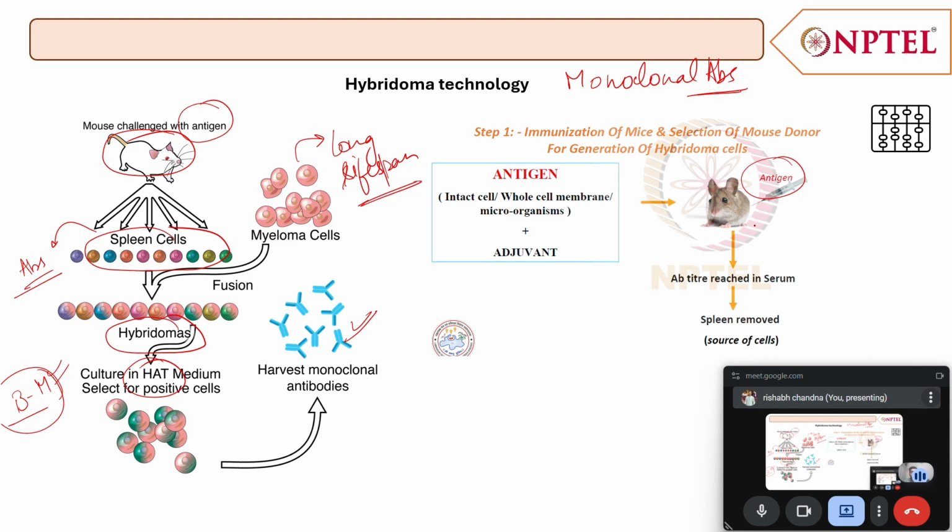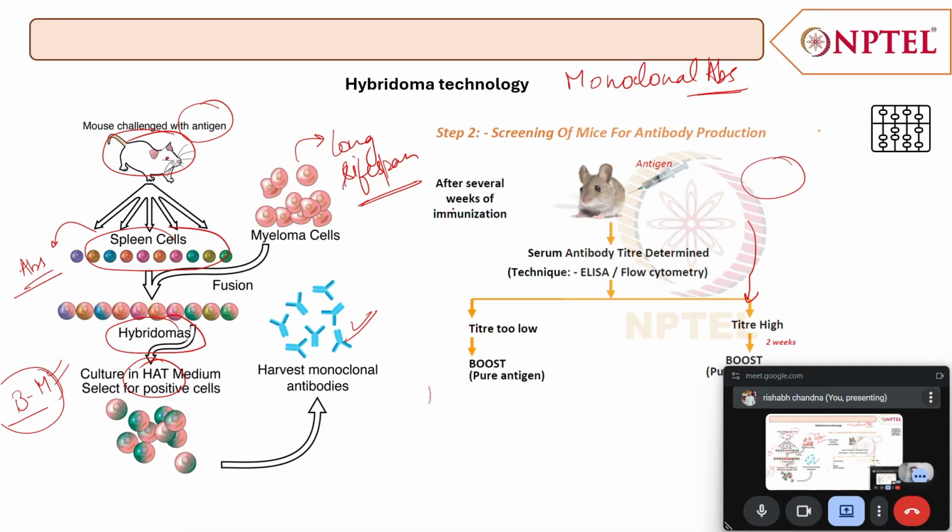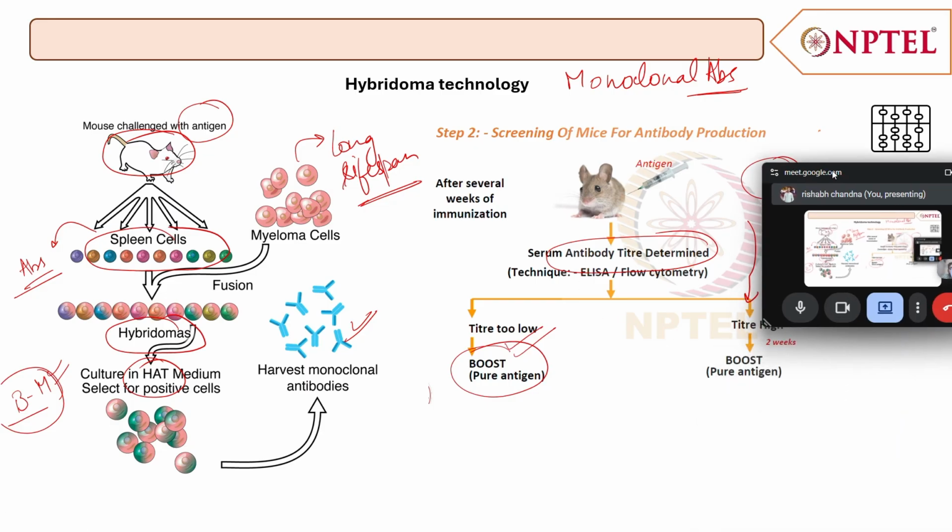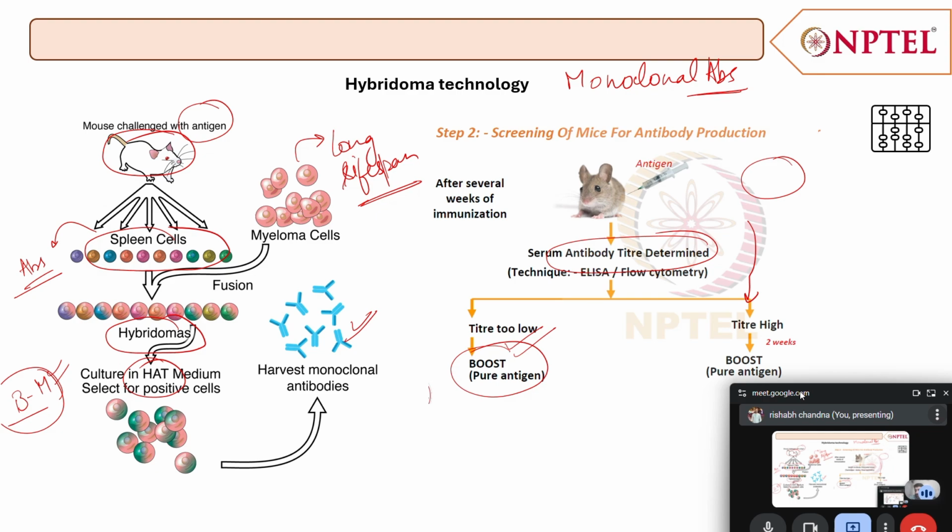Then accordingly we'll isolate the spleen to cultivate the B cells from these mice. Then after several weeks of immunization, we'll check the serum antibody titer through ELISA or flow cytometry. If the titer is too low, then we'll boost it with pure antigen. If the titer is high, after 2 weeks, we'll boost with the pure antigen.